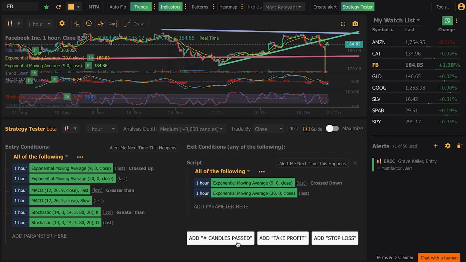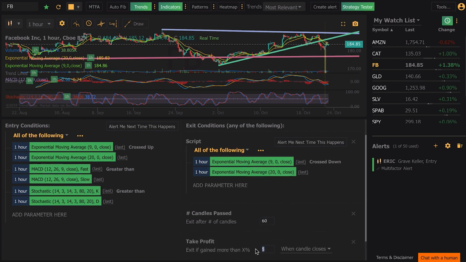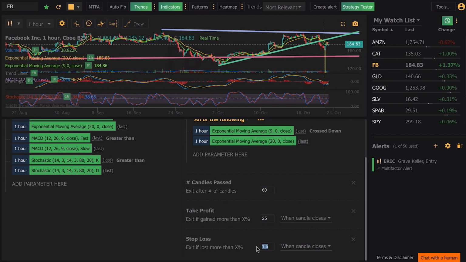And then we can also go ahead and add a candles pass, right? So I'll just say if I'm still in the trade 60 candles later, I just want to exit. I also maybe want to add a take profit level, so if I've made more than 25% on my money, I just want to exit here. And then I can add a stop loss as well. Let's say if I lose more than 5%, I just want to exit as well.